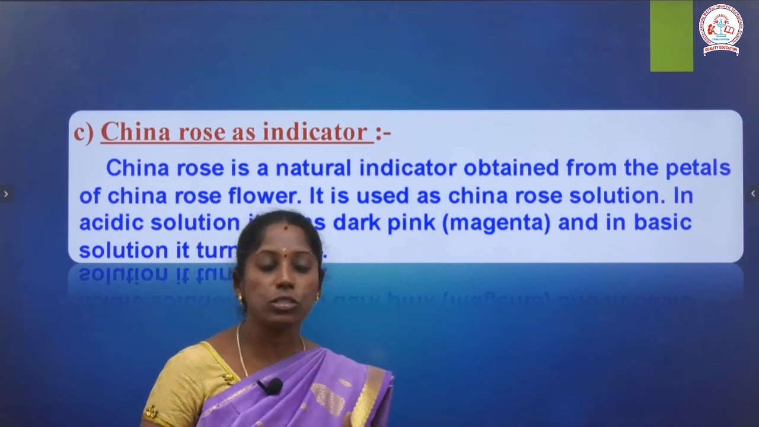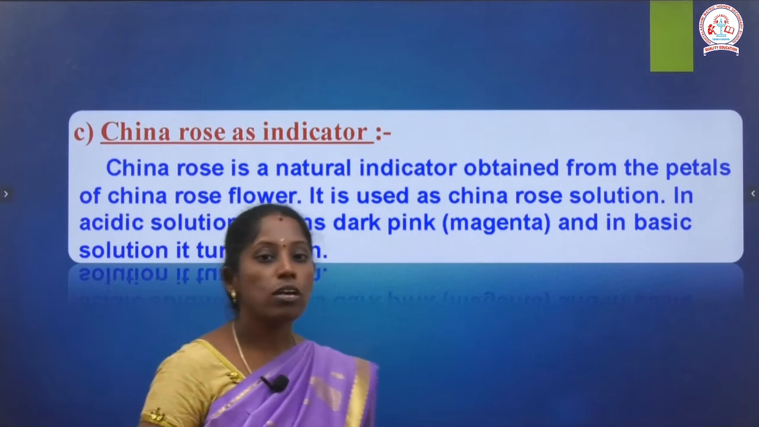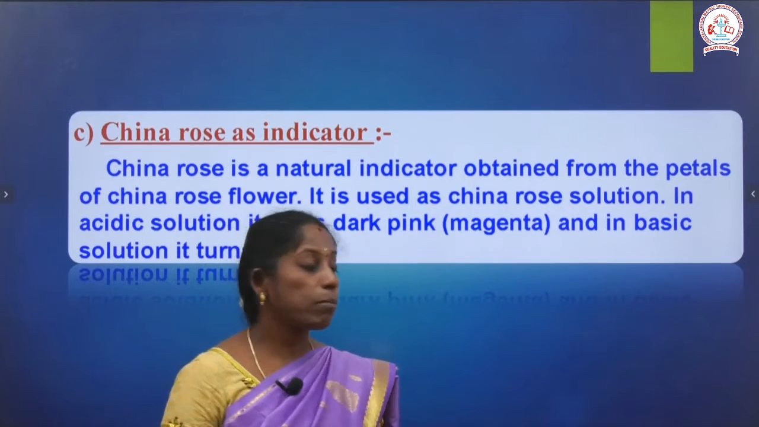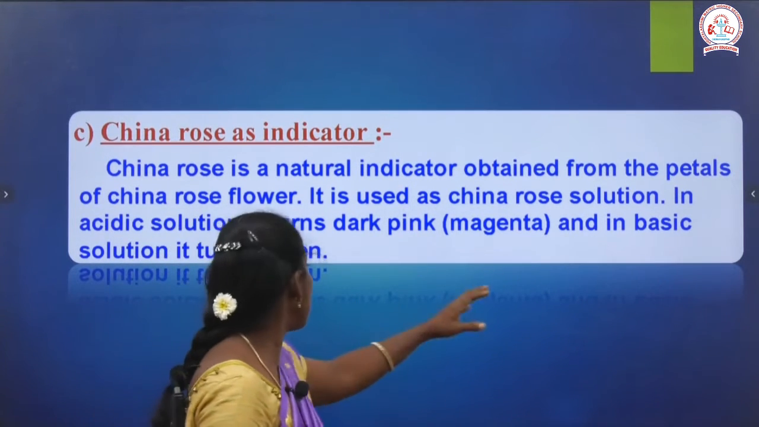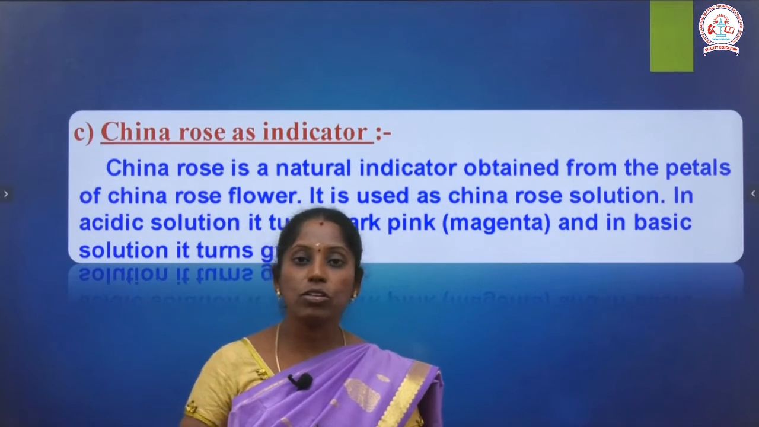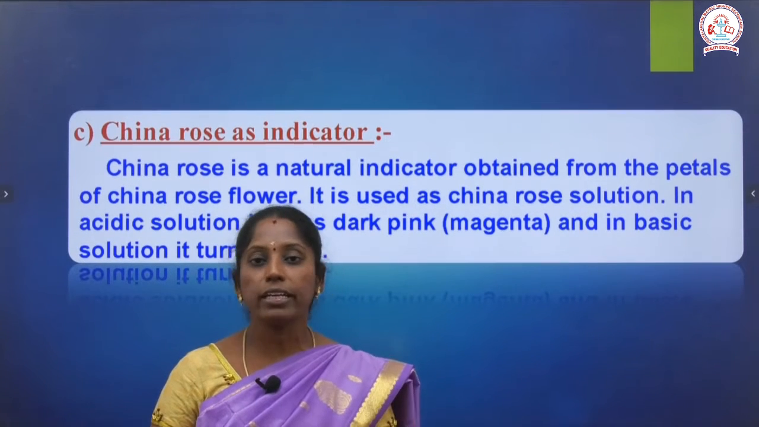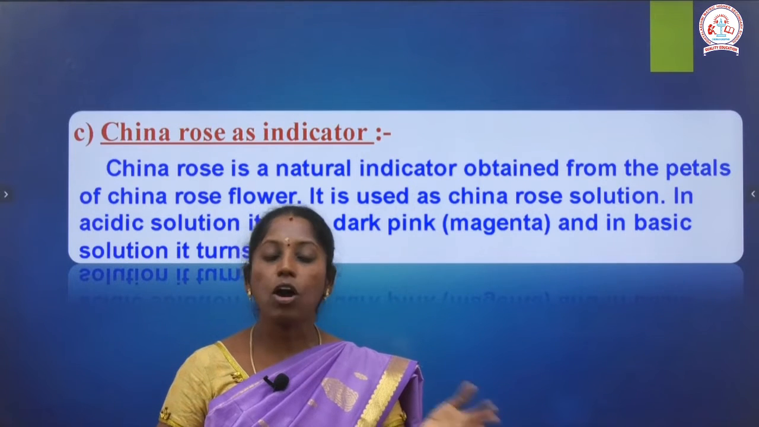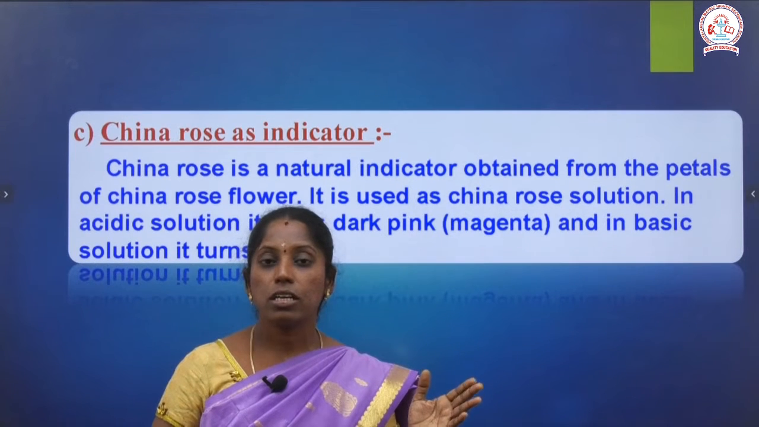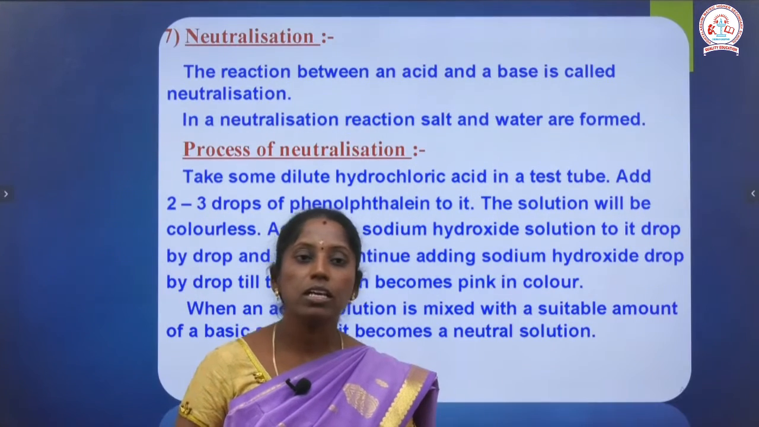What happens in acidic solution? In this acidic solution, it changes into dark pink color, which is called magenta. In basic solution, it turns to green color. So in acidic solution it changes to dark pink color, and when we dip it in a basic solution, it changes to green color. From that we can identify whether it is acid or base. By using the China rose indicator we can see that acid changes to dark pink color and base changes to green color. We can identify easily by using China rose.